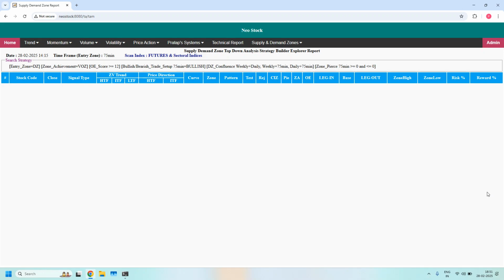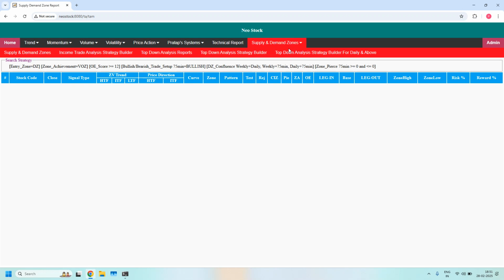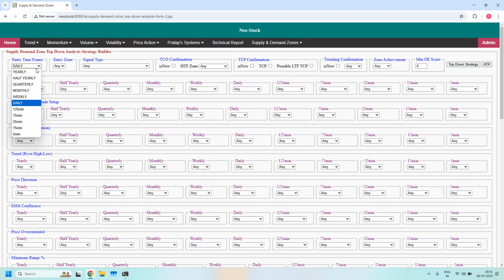Next we will look into bearish trade setup for weekly income trade. Entry time frame 75 minutes. Entry zone, supply zone in bullish or bearish trade setup at 75 minutes. I am selecting bearish. Zone achievement VOZ, minimum order enhances score 12.